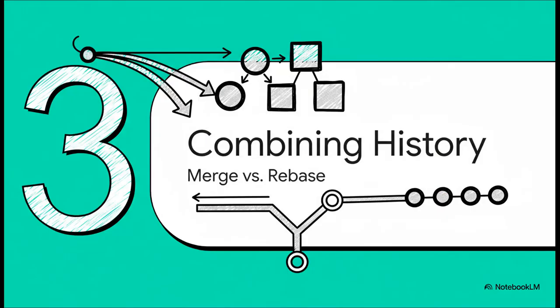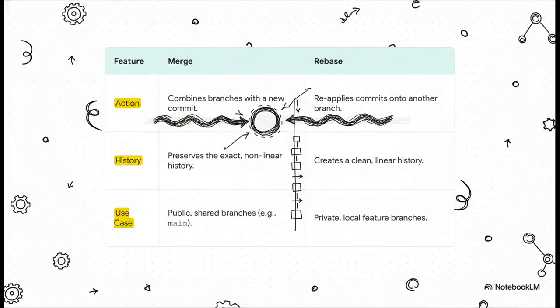Okay, so you've been working away on your awesome new feature branch, and now it's time. Time to bring all those changes back into the main project. This is where we wade into one of the most heated debates in the Git world. How do you combine different histories? Let's talk merge versus rebase. Merging is straightforward. It takes your branch and the main branch and ties them together with a brand new merge commit.